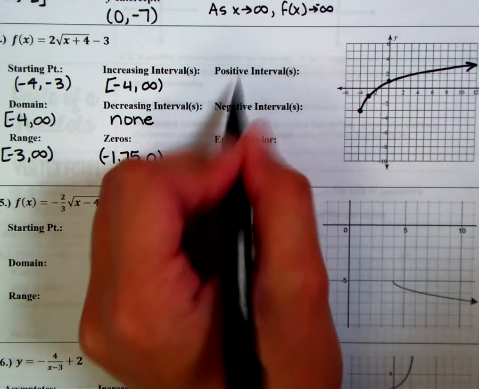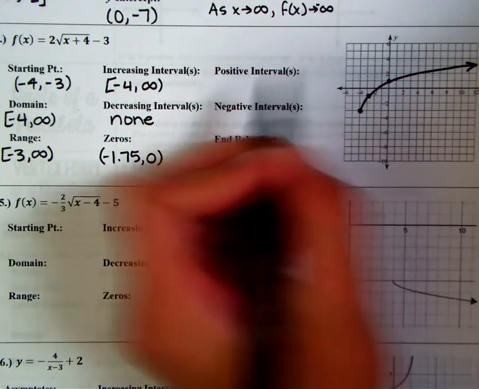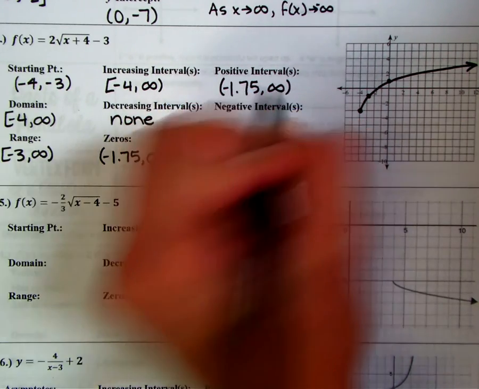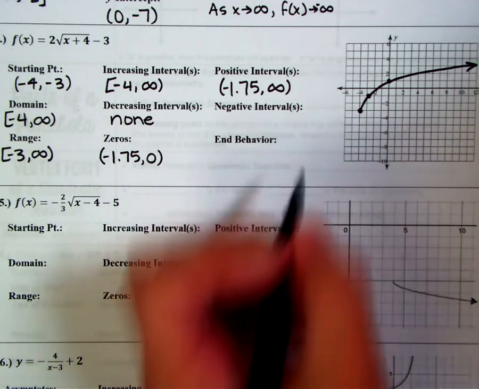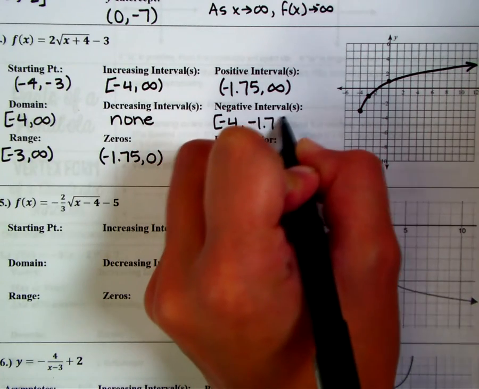So that'll help me with my positive, negative. If it's above the x-axis, which is this region right here, that would be from -1.75 until the end of the domain. And it's negative from the beginning of the domain, so at -4 until we reach that x-intercept.